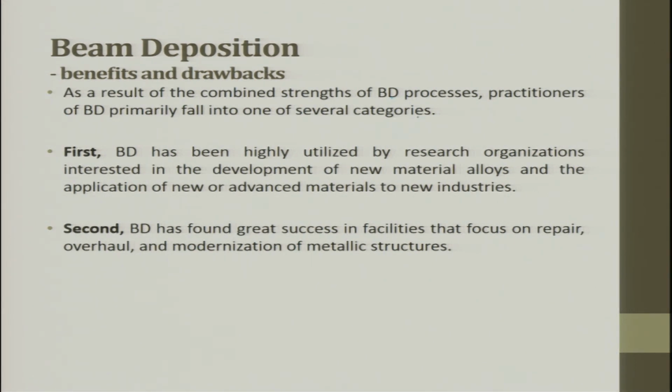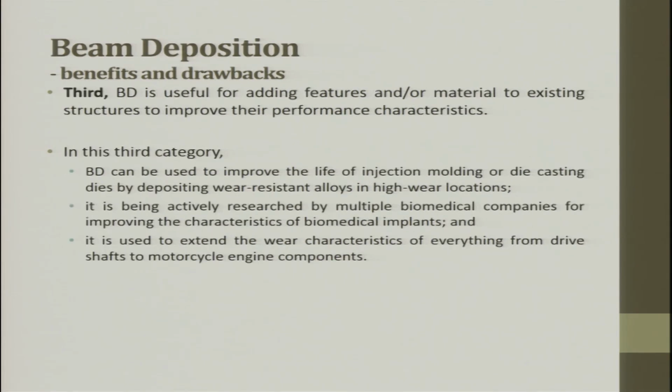As a result of the combined strength of the beam deposition process, practitioners of beam deposition primarily fall into one of several categories. The first category is research organizations interested in the development of new material alloys and the application of new or advanced materials to industry. Second, they have found greater success in facilities that focus on repair, overhauling and modernization of metallic structures. The third category is for adding features or materials to the existing structure to improve their performance and characteristics. So, these are the three places where people fall when they want to use this beam deposition process.